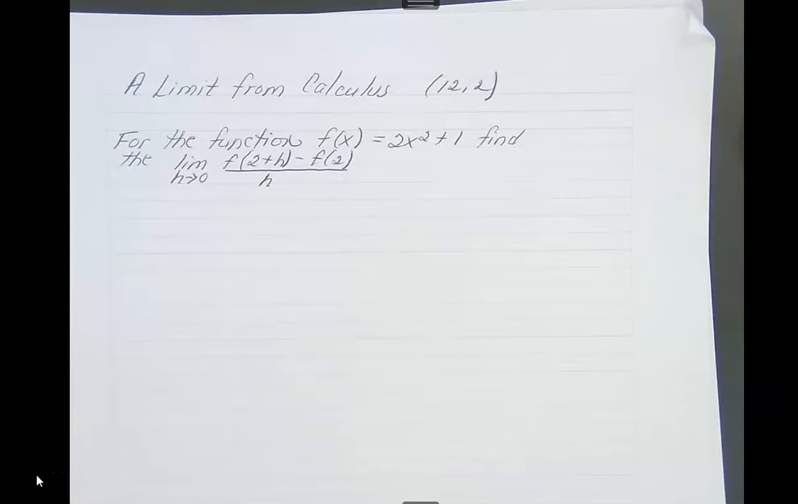You don't have a note sheet for this, so you're going to have to write it on a piece of notebook paper or the back of a receipt, whatever you'd like. But we're going to continue with limits. For this one, we're going to be working with the difference quotient.